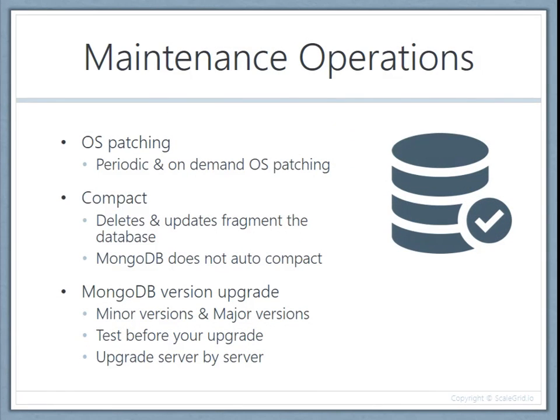And once your clusters are running in production, there are some common operations that you need to do. Like, you need to be patching your OS every cycle you want, every month or every week. And Mongo also doesn't auto-compact its data files. So if you have a lot of writes and deletes happening, your underlying files get fragmented, so you have to run compact to essentially defragment those files.